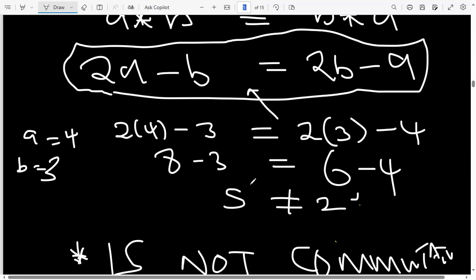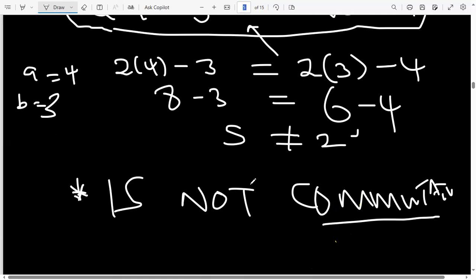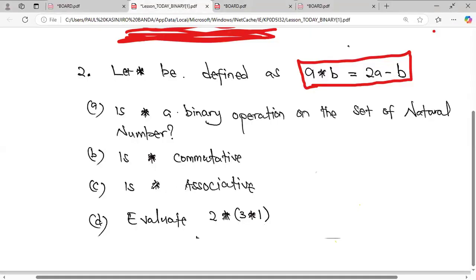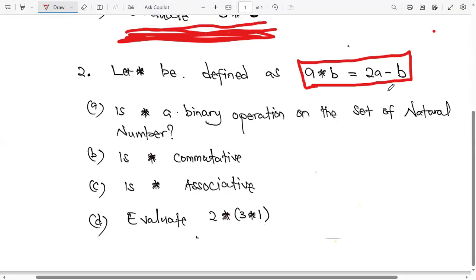If they are different, then it means the proof is not true, so you disregard it and say it's not commutative. For any questions, you're free to ask. Otherwise, we'll go on and test for associativity. So this one here: is this star associative? Remember we are testing this. In the associative part, it becomes tricky.